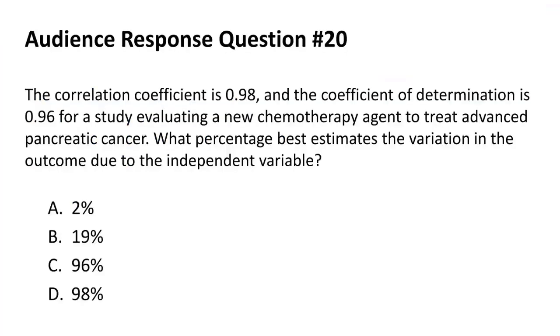Okay, one last practice question. We are almost at the end. The correlation coefficient is 0.98 and the coefficient of determination is 0.96 for a study evaluating a new chemotherapy agent to treat advanced pancreatic cancer. What percentage best estimates the variation in the outcome due to the independent variable? A, 2%, B, 19%, C, 96%, or D, 98%?